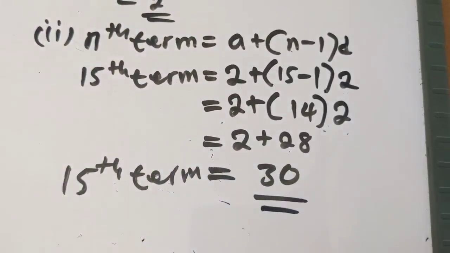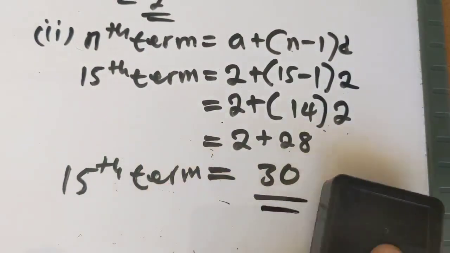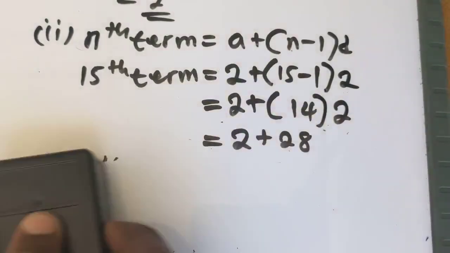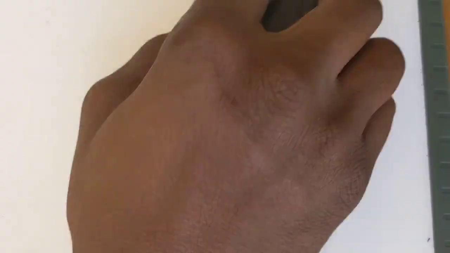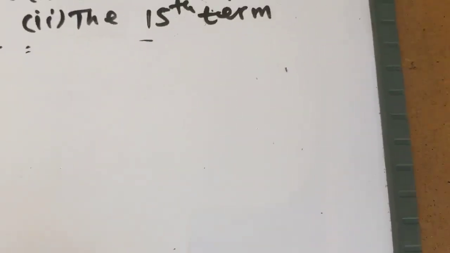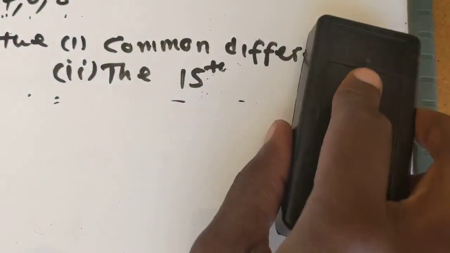That is what you can do to find the number of terms. Again, there is what we call the sum. I'm sure you've understood how to find the number of terms. Or should we do one more example? Let's do one more example before we go to the sum.